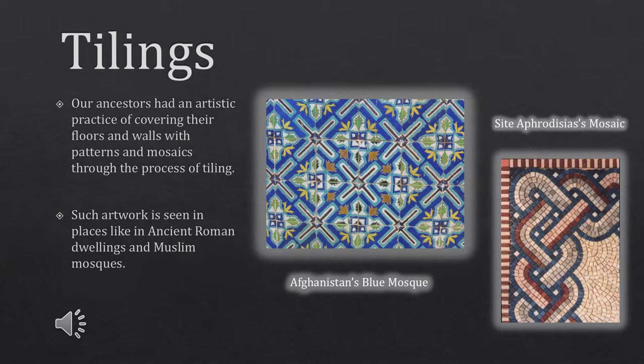Our ancestors had an artistic practice of covering their floors and walls with patterns and mosaics through the process of tiling. Such artwork is seen in places like ancient Roman dwellings and Muslim mosques. Here we have a section of the mosaic within the Afghanistan Blue Mosque where you can see patterns of geometric figures being repeated throughout. Similarly, the following image shows the ancient site of Aphrodisias mosaic in ancient Rome.